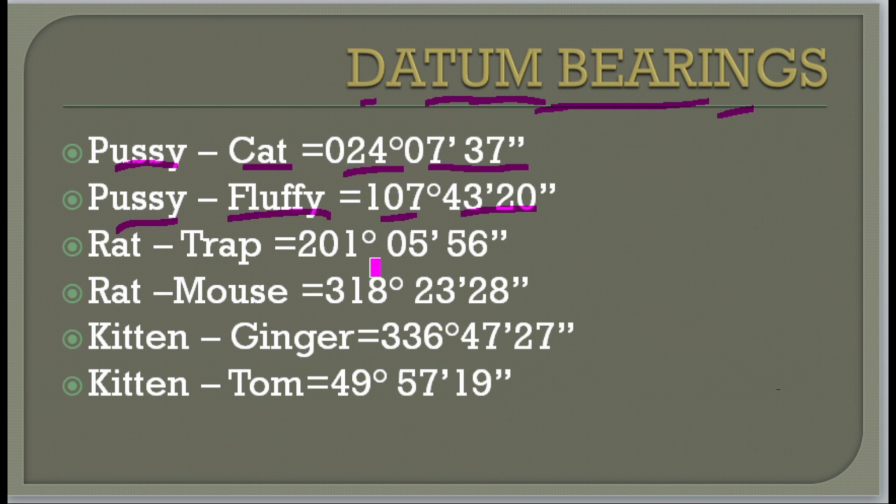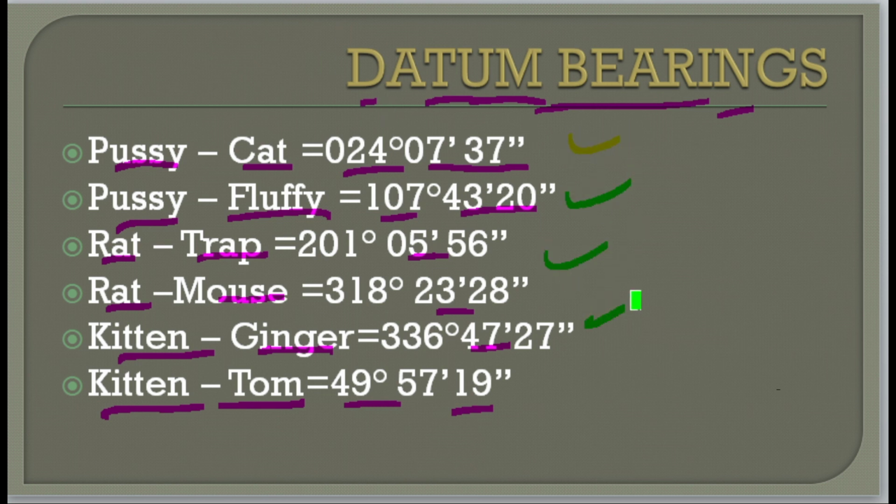And then from the Rat to the Trap, then from the Rat to the Mouse, then we have the Kitten to Ginger, the Kitten to Tom. So this can be Tom and Jerry. Yeah, something close to that. So here we have the right datum bearings that we had observed from all these questions.